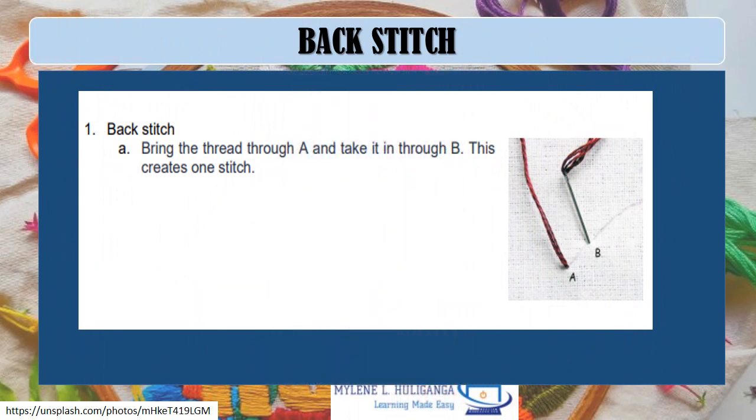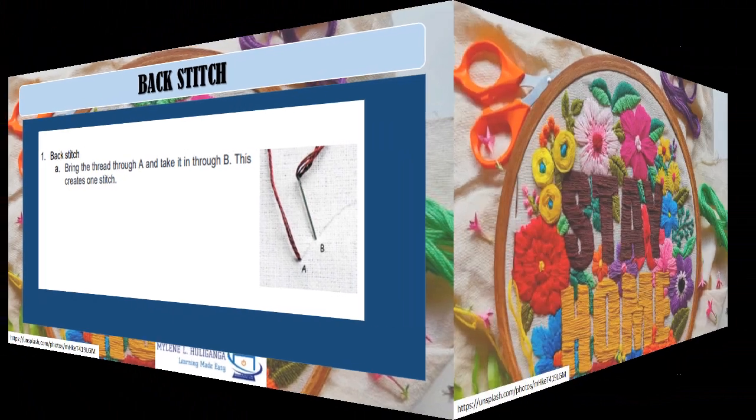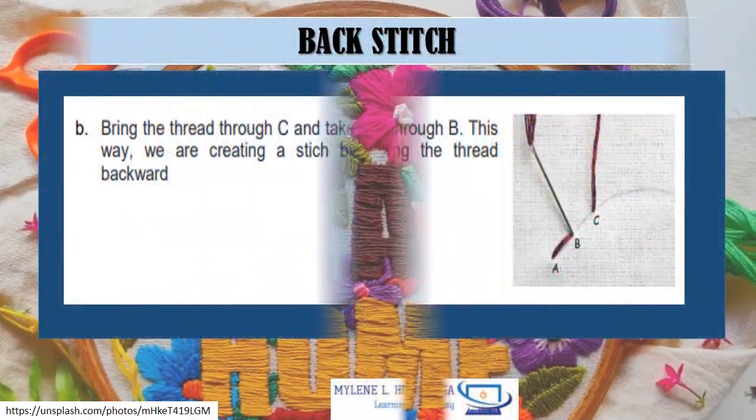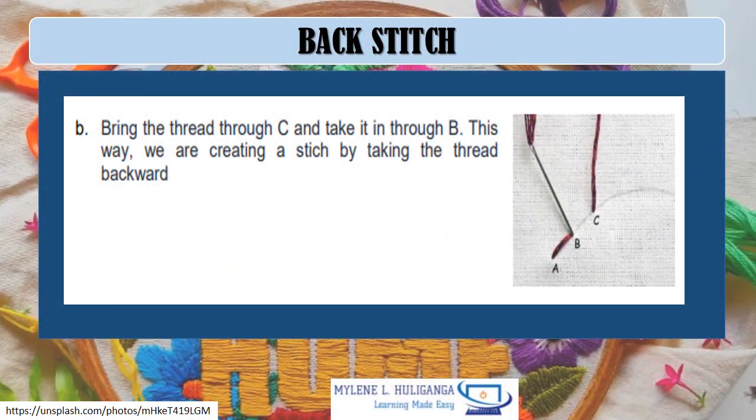First is the back stitch. Bring the thread through A and take it through B. This creates one stitch. Bring the thread through C and take it in through B. This way, we are creating a stitch by taking the thread backward.